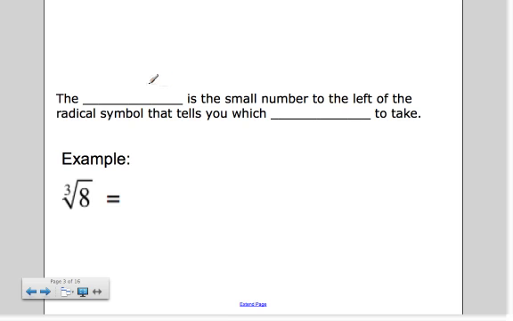So let's talk about how we know which one we're taking. The index is the small number to the left of the radical symbol that tells you which root to take. So for example, this one right here is the index. It's telling us we need to take the cube root of 8. What number multiplied by itself 3 times, what number cubed equals 8, is really what it's asking us.